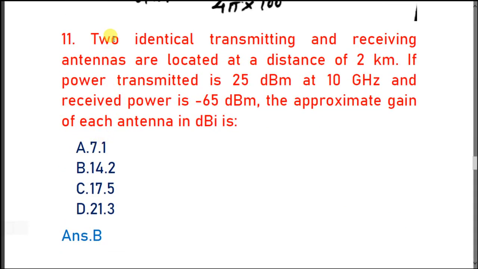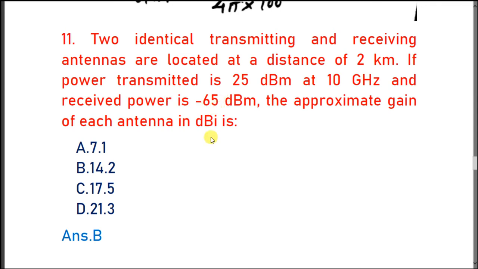Next, two identical antennas, transmitting and receiving, are both placed at a distance of 2 kilometers. So R is given as 2 kilometer, 2000 meter. If the transmitter antenna is transmitting at a power of 25 dBm, so this transmitter power is given, and the frequency is given as 10 gigahertz. Okay, received power is also given as minus 65 dBm. Find the approximate gain of each antenna.